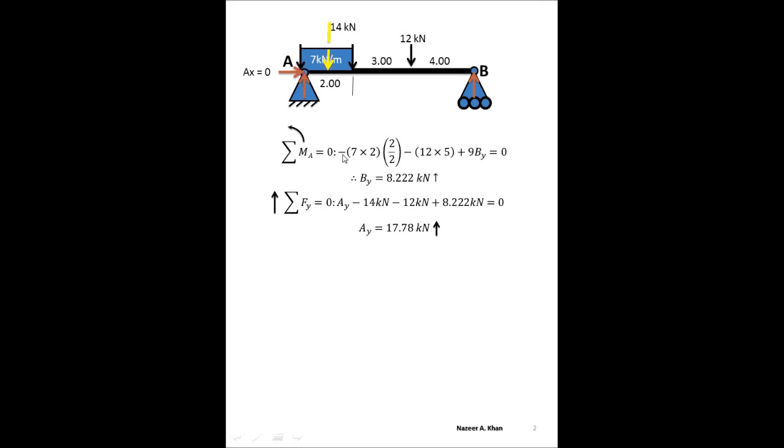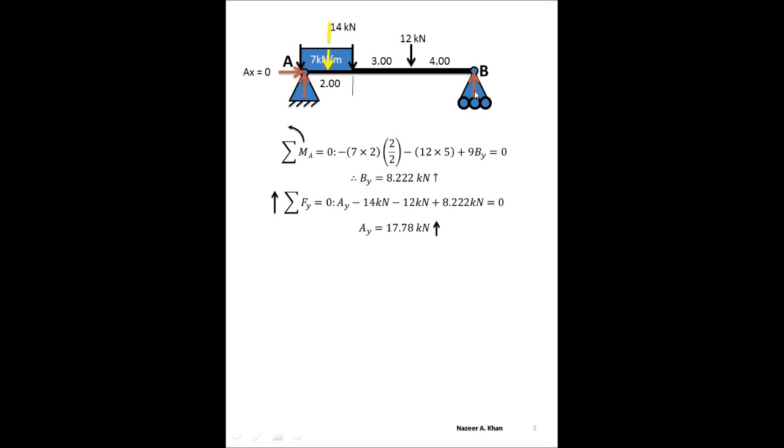This is going to create a negative rotation about point A, so therefore we have a minus right in front here. When we look at the point load right here, again we have a negative rotation. It's going clockwise. And we have a perpendicular distance to that line of action. That line of action is 2 plus 3, which will give you 5. So minus 12 times 5 will give you minus 60.